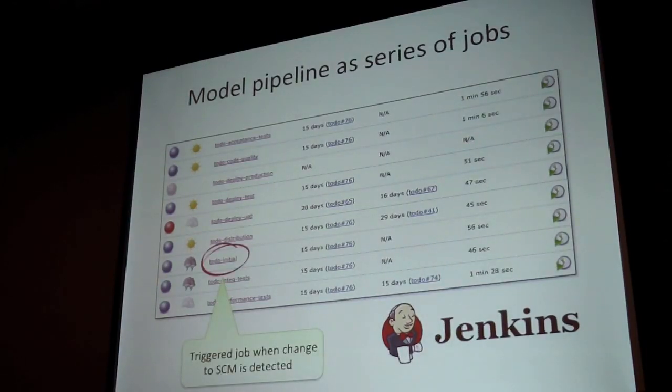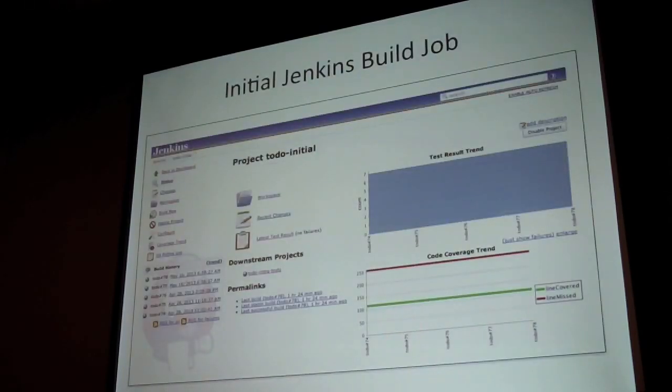There will be one task which would be the initial step, which will be compiling our code and running the unit tests, and that one is called todo-initial here. It could have been called something else, but that's the one that checks your version control system for a change, and makes sure that you run a specific build in your build pipeline. So let's have a look at the initial build job.